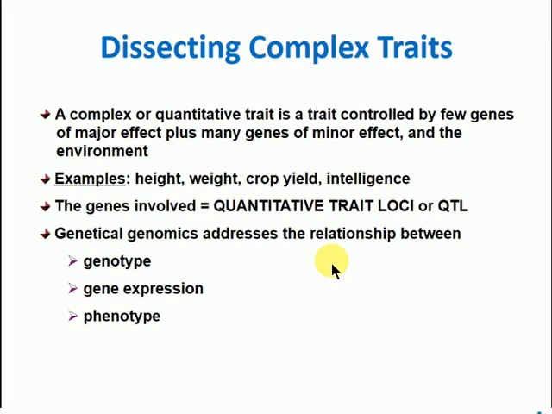And also expression. We have tens of thousands of genes that express. We have the way to profile the expression of all those genes in the genome. That's the gene expression. And of course, the phenotype, for example, the phenotype of the trait you're working with, is the yield of a crop, or milk production of cattle.